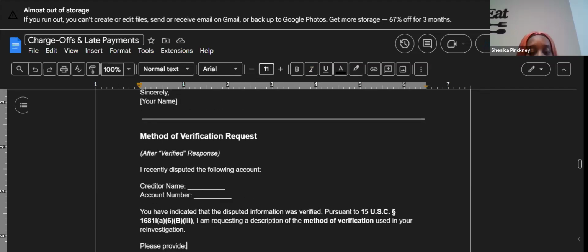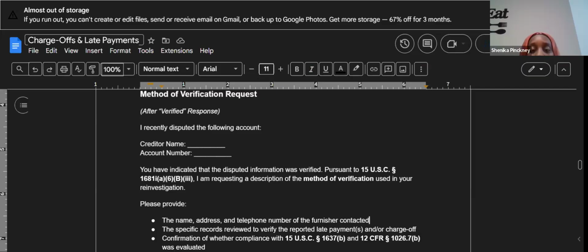Now, this is the method of verification request that you're going to send out to the consumer reporting agencies after they have done a verified response. Even if they said verified, validated, updated, all right, let's go ahead and send this method of verification. Let's see what y'all got. How did you verify it?